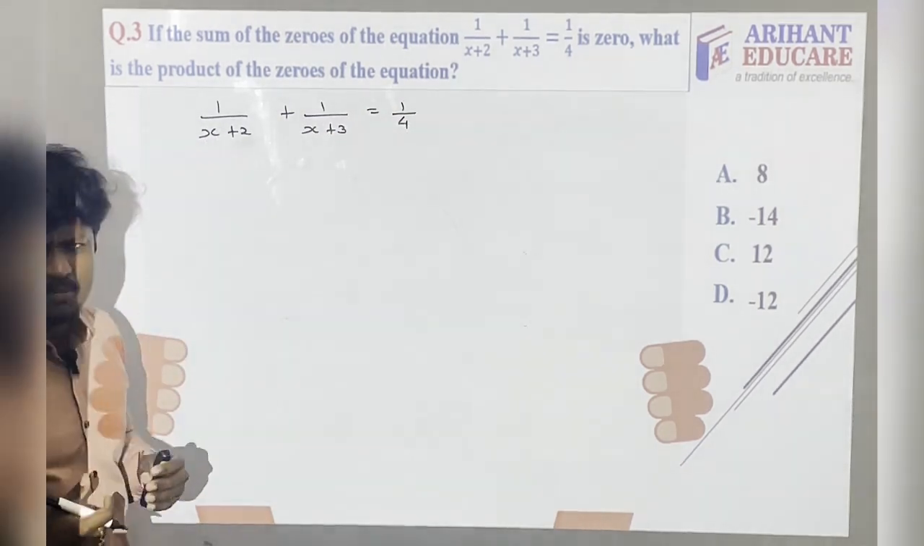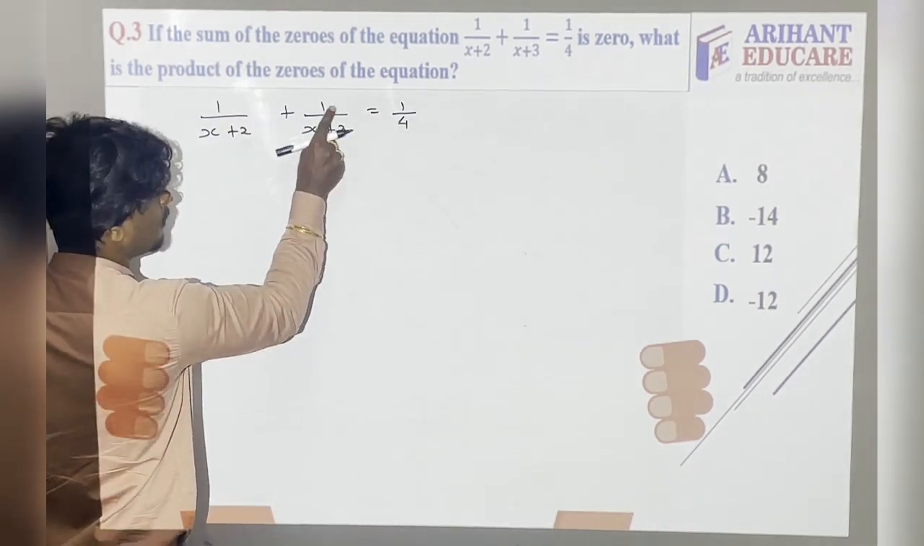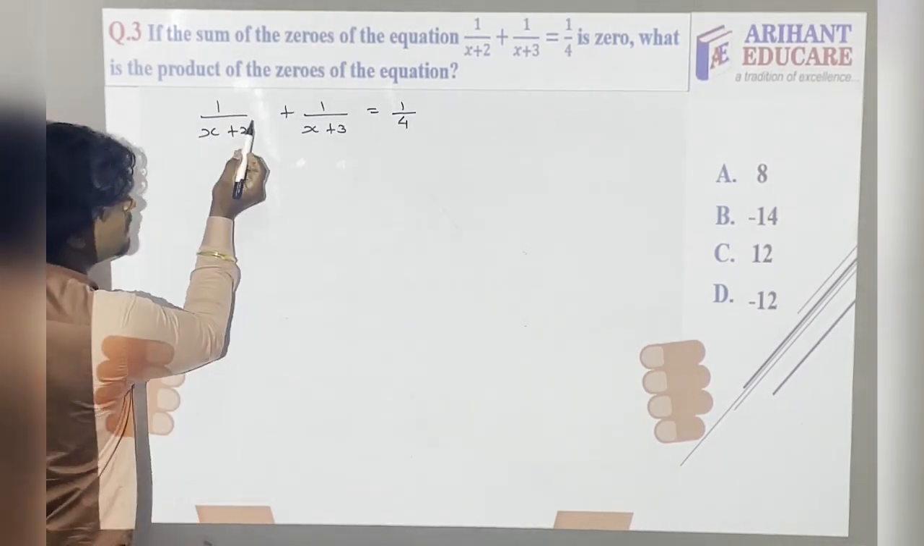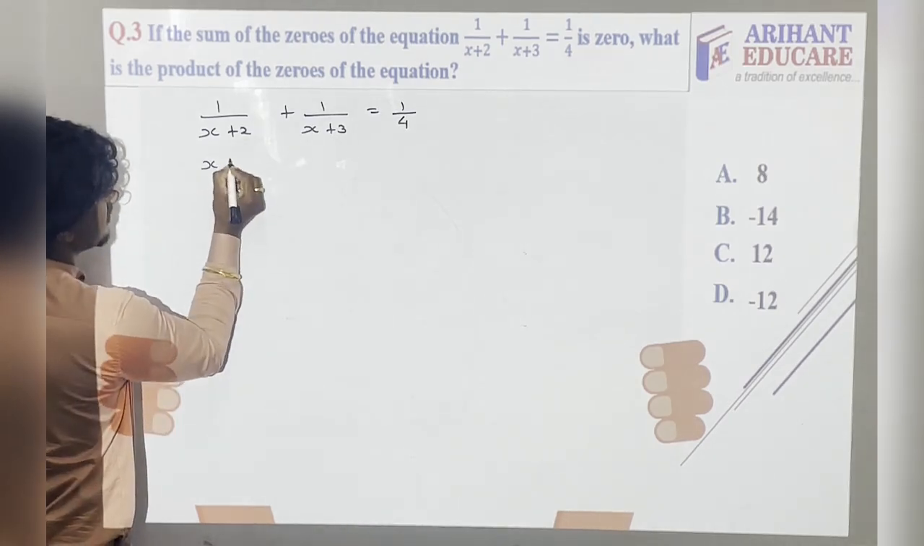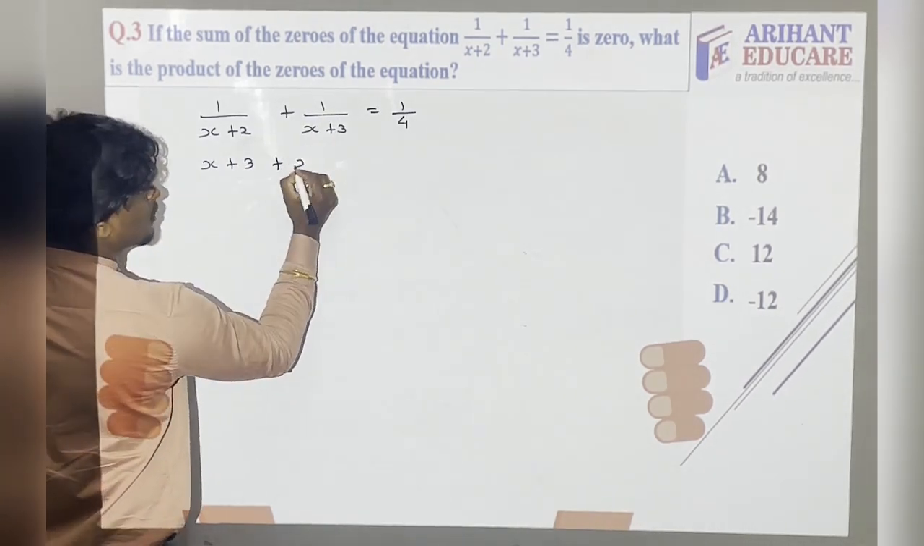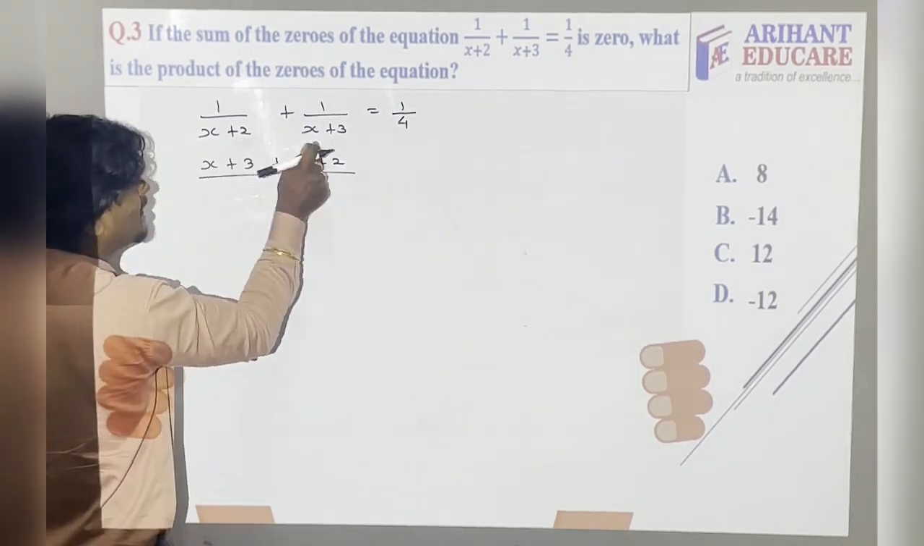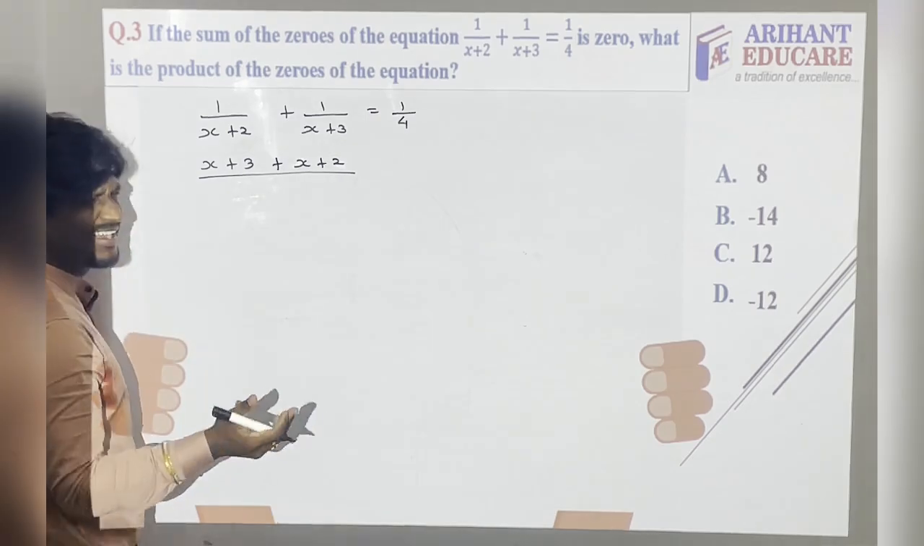I'm trying to do the LCM. I've got a simple way of doing it. The way I do it is something called criss cross bottoms. Criss means you multiply these two, which is x plus 3. Plus cross means you multiply these two, x plus 2 upon bottoms. You multiply both the denominators. Basically, it is LCM only.